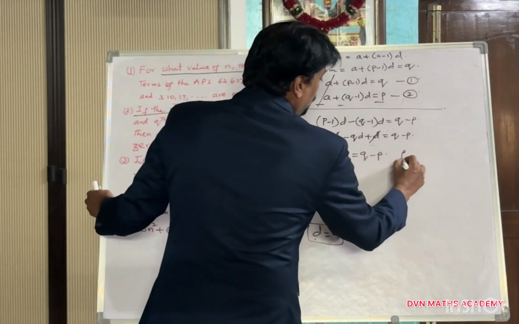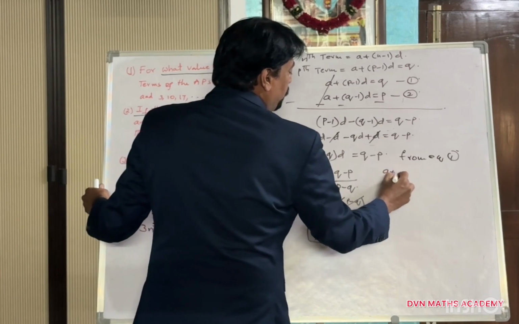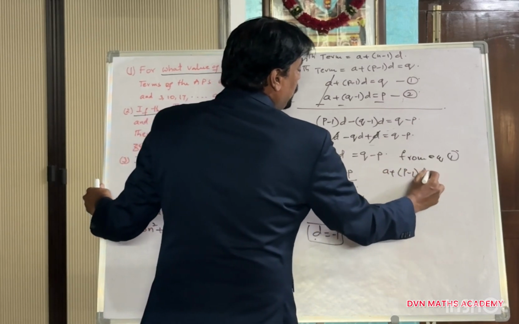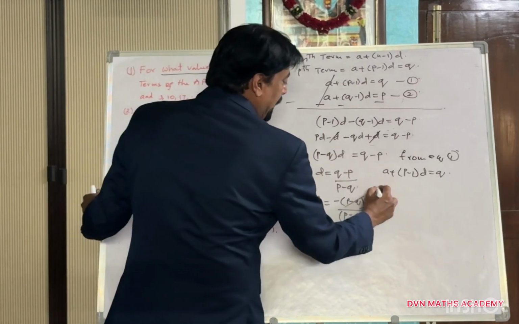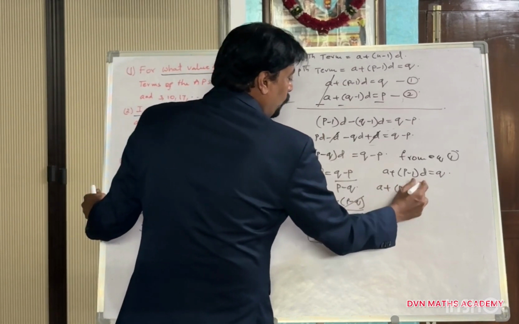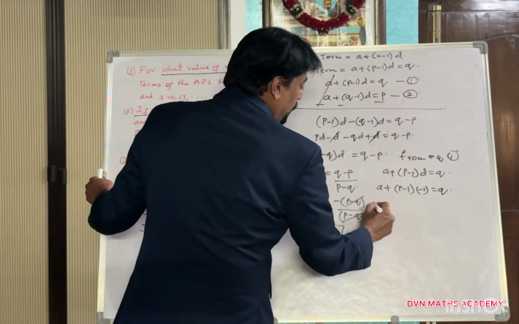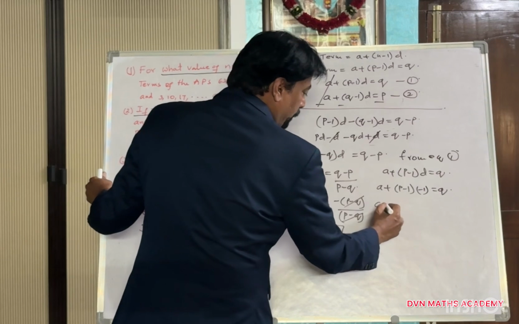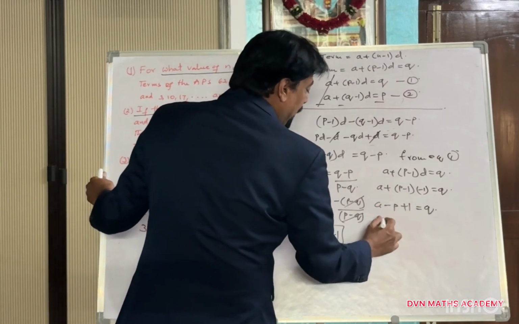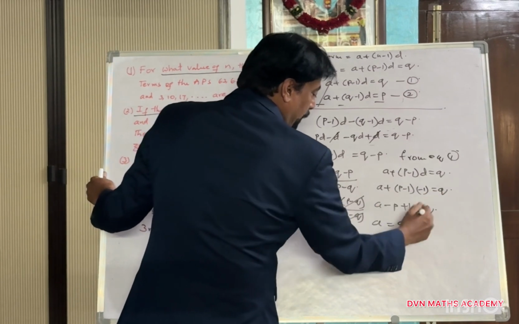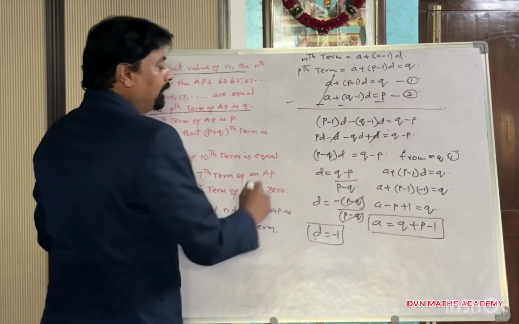Now, from equation 1, what is my first equation? A plus p minus 1 into d is equal to q. What is my d value? This is minus 1. So, a minus 1 into p, minus into minus, plus 1, is equal to q. A is equal to q plus p minus 1. So this is the value of A and this is the value of D.